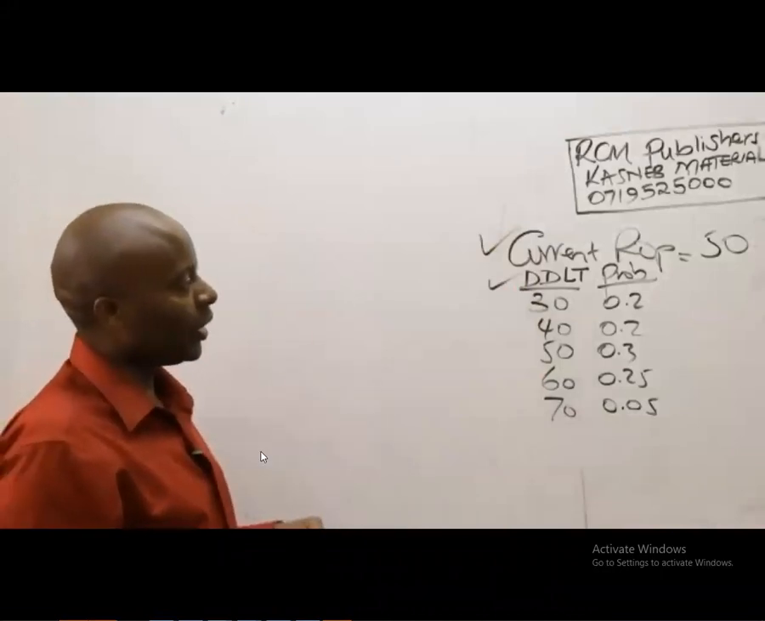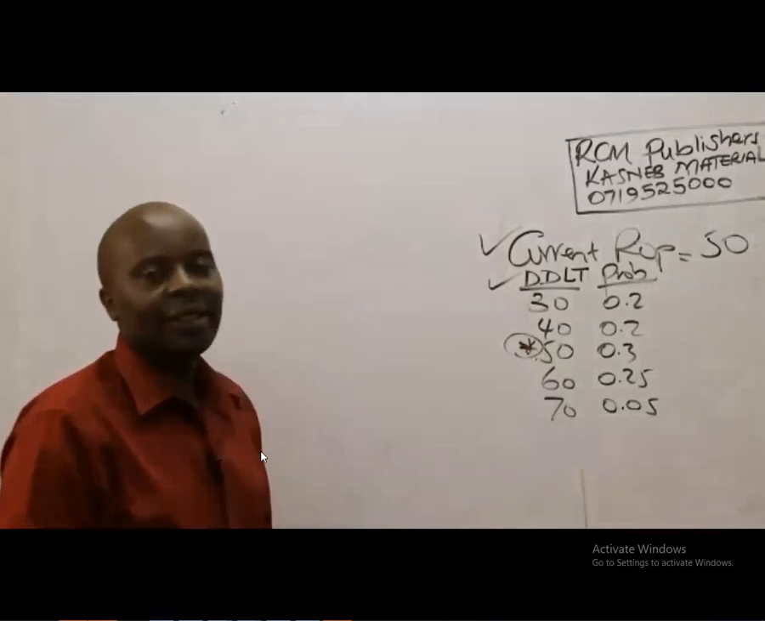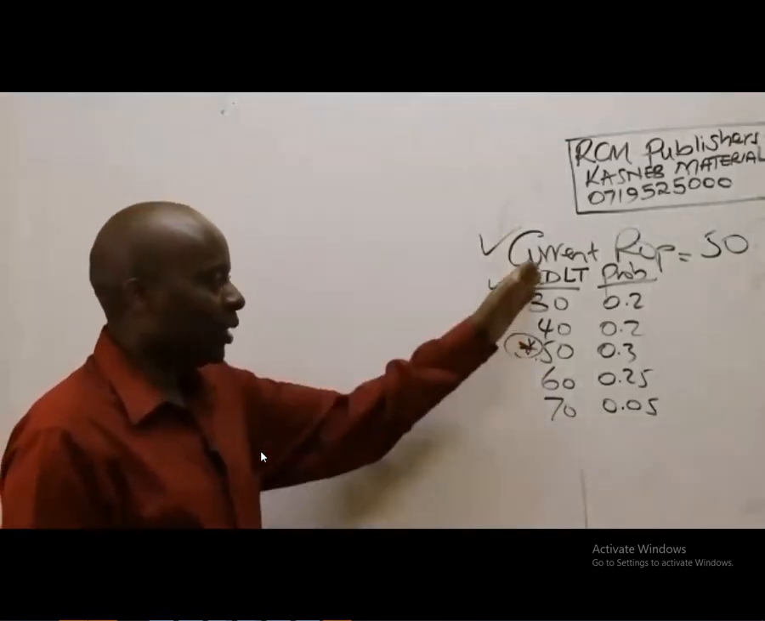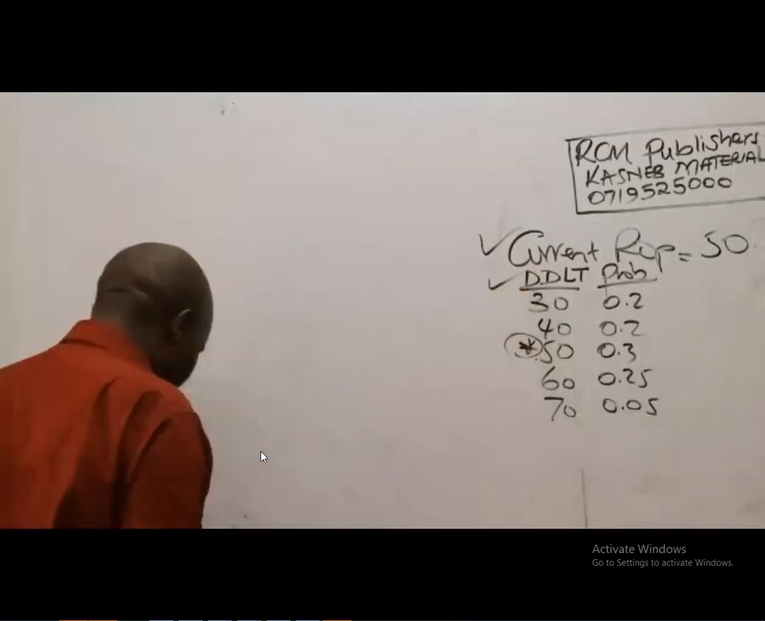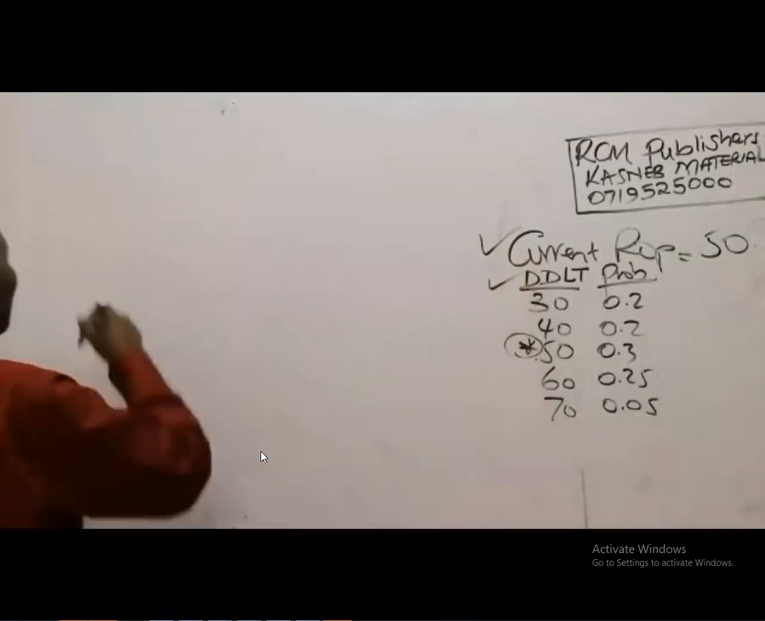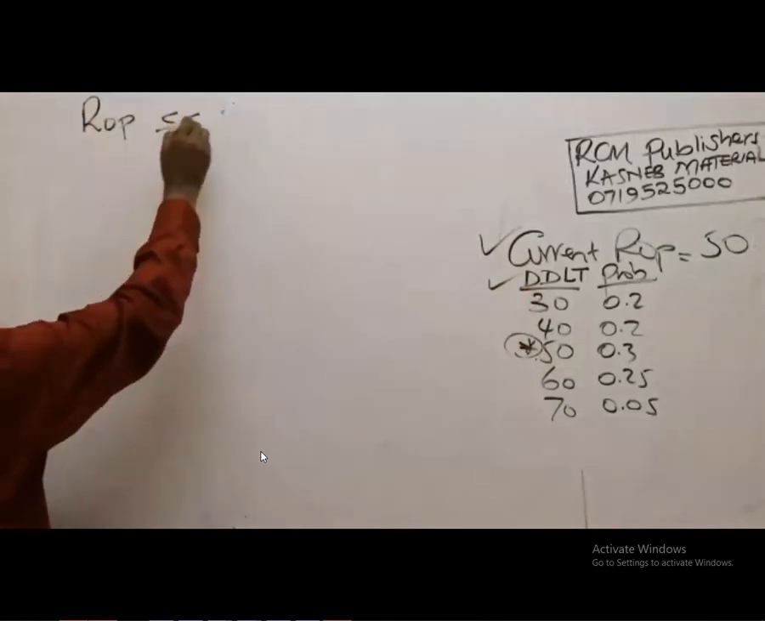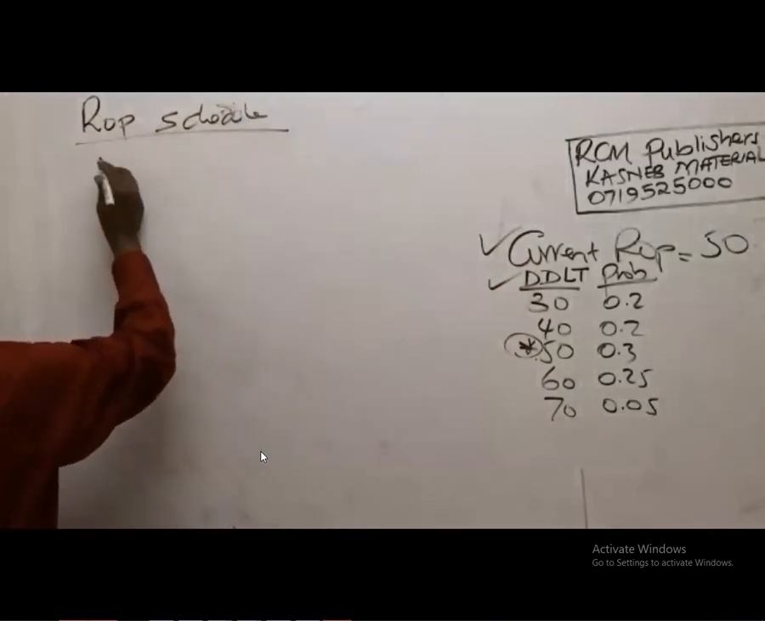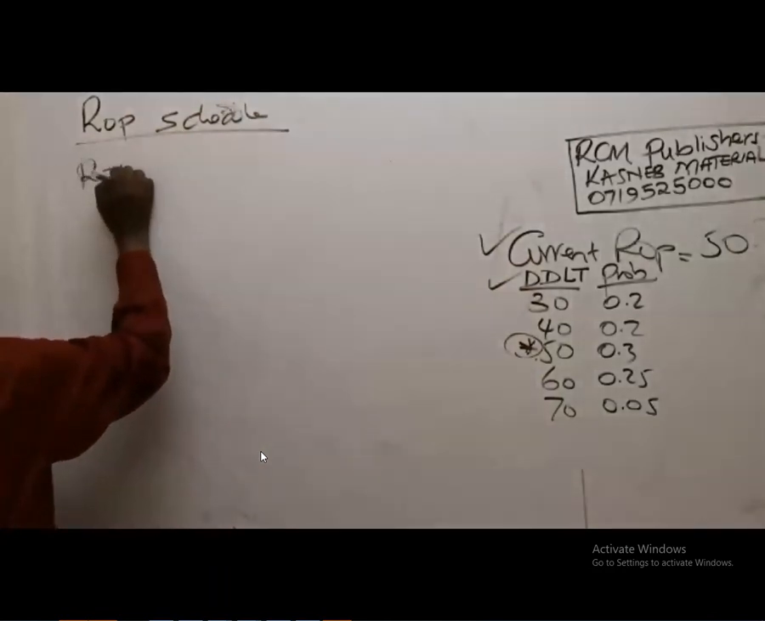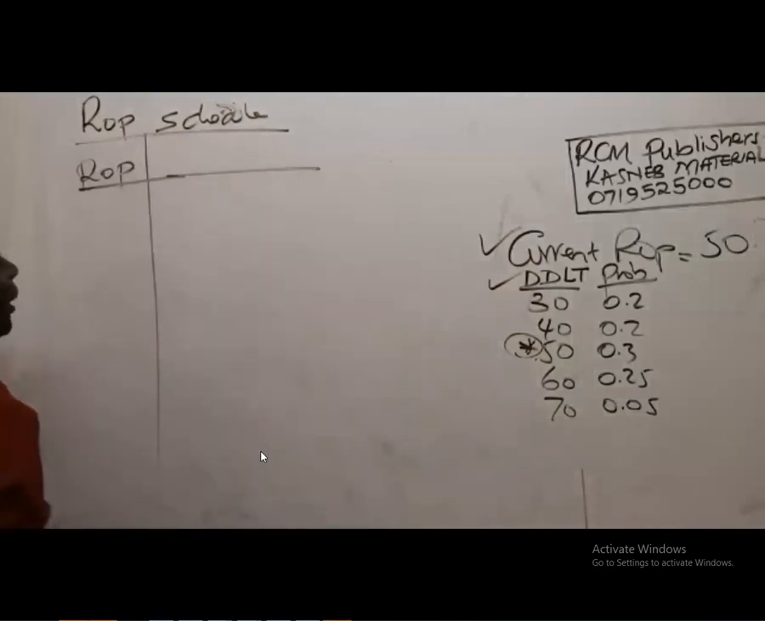And unfortunately, the current ROP, 50, happens to be here on this demand during lead time. So the only thing that I need to do is to come and prepare what we normally call a ROP schedule. So please write there with us a ROP schedule. For this ROP schedule, I will come and mention here my ROP.